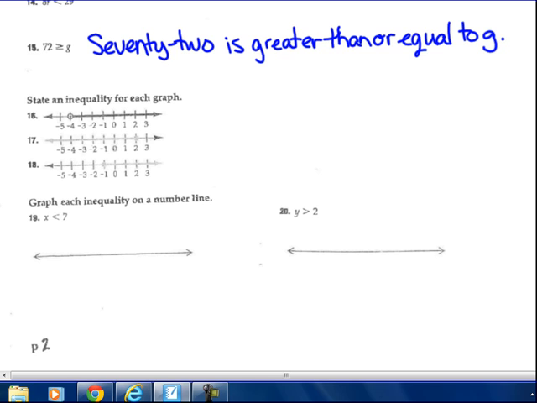Number 16 says state an inequality for each graph. Well, I'm going to skip down to number 17 since I'm doing every other one. And it's hard to see this one, but this is what the graph looks like. It's saying what numbers x, m, k, q, whatever letter you want to use, are less than or equal to, that was a filled in dot there. So what numbers k are less than or equal to 2 would match that graph. This is the inequality that matches it.